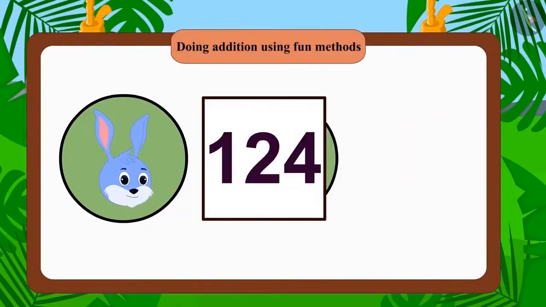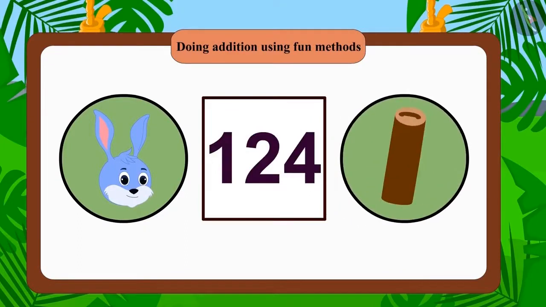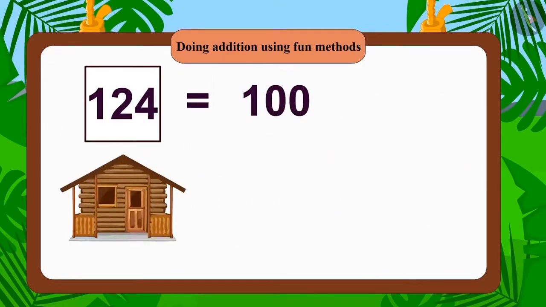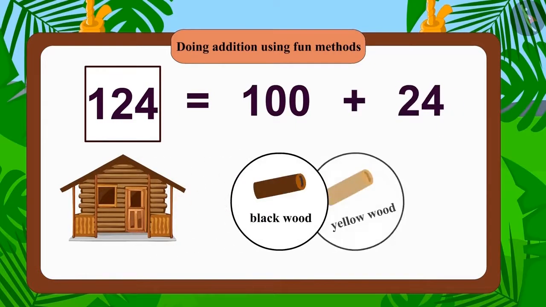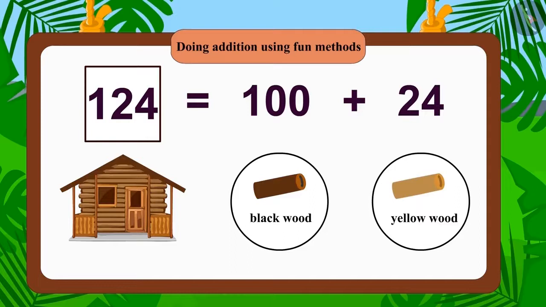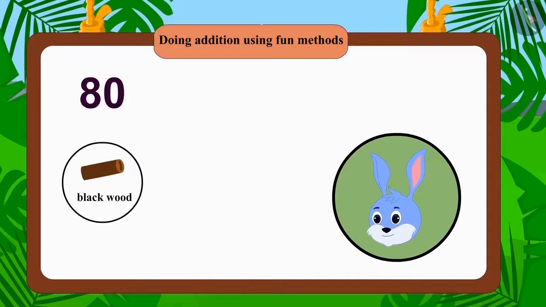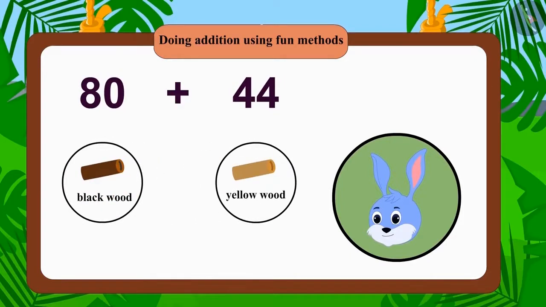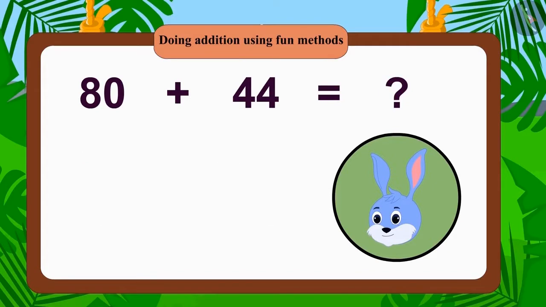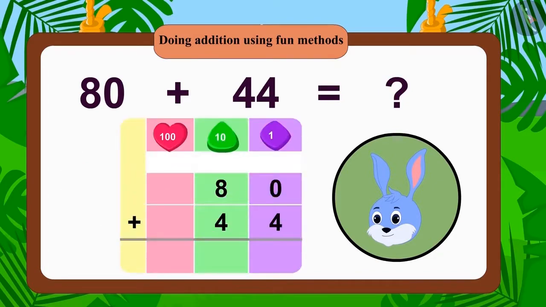Bunny built his house with 124 pieces of wood. He built his house using 100 pieces of black wood and 24 pieces of yellow wood. If Bunny used 80 black wood and 44 yellow wood, would Bunny still have used only 124 wood? Children, you can find the answer to this question by using the process of adding two-digit numbers.